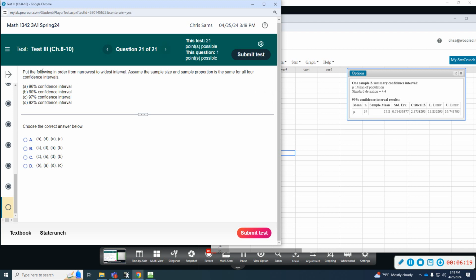For 21, this one wants us to put these in order from narrowest to widest, so the smallest to widest. The lower your level of confidence, the more narrow. So B would be first, and the more confident you are, the more error you're allowing yourself. So B and then D. Looking at A, B, and then D, A is going to be the only one. All right, we're going to submit.